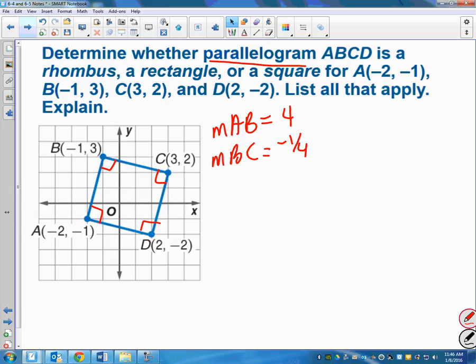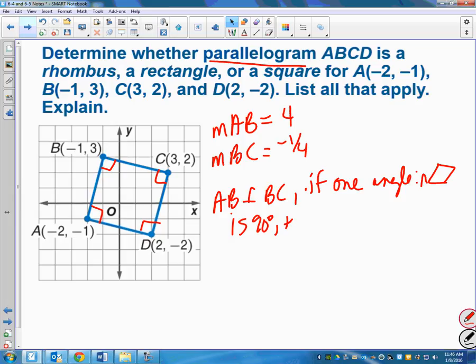It says explain, which means you need to say that. If you're not going to show me that they're all perpendicular, AB is perpendicular to BC, and if one angle in a parallelogram is 90 degrees, then they all are. Right? It's kind of like you're doing a proof. I call these coordinate proofs because you're using the actual numbers in there to find them.